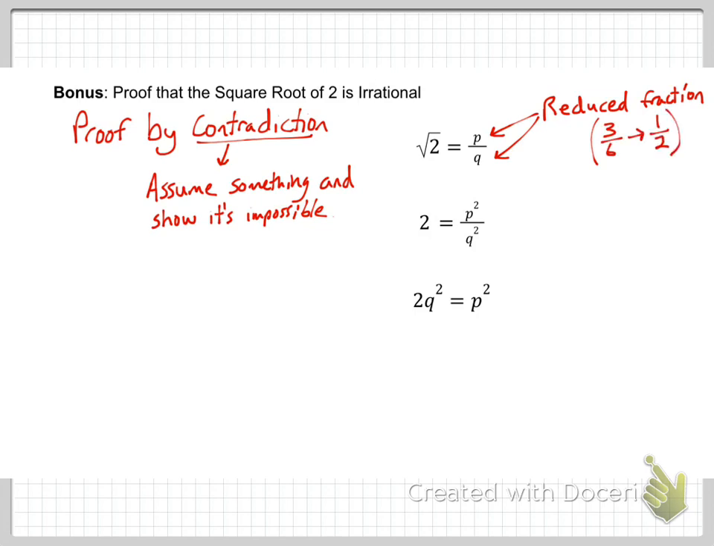Reduced, by the way, means, for example, 3 over 6. If I want to reduce 3 over 6, I divide the top and bottom by 3, and I get 1/2. So 1/2 is the reduced fraction.